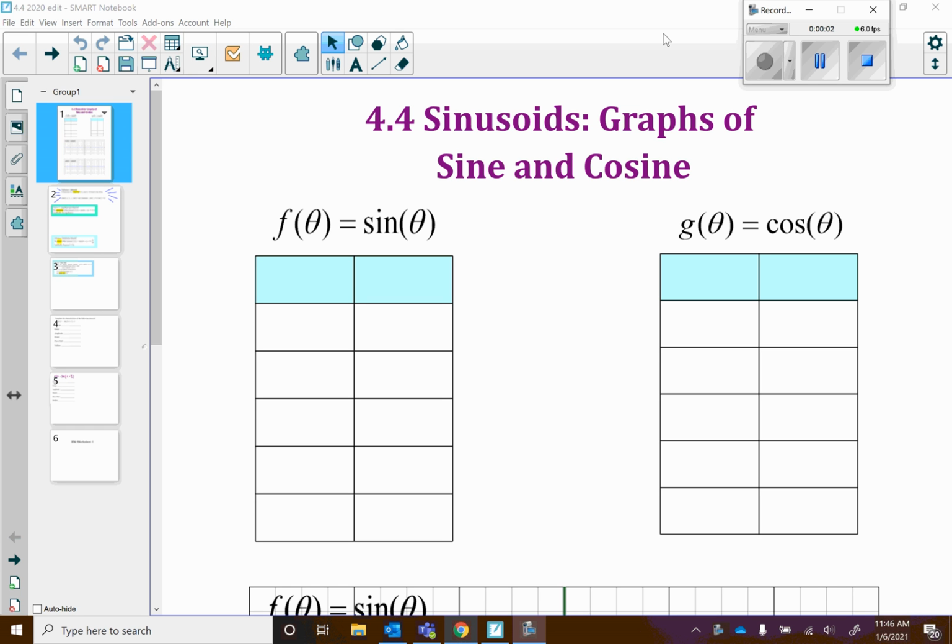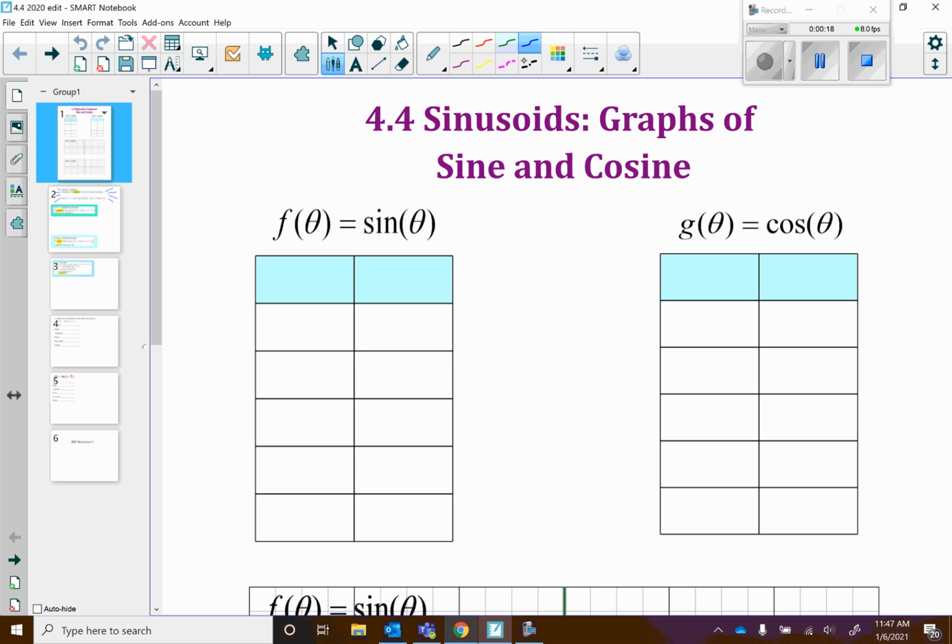Hi, we're going to take some notes on 4.4 sinusoids, graphs of sine and cosine. Now, hopefully, if you remember your 12 basic functions, you know what sine and cosine look like as graphs. We're going to take a moment to talk about how we get there.